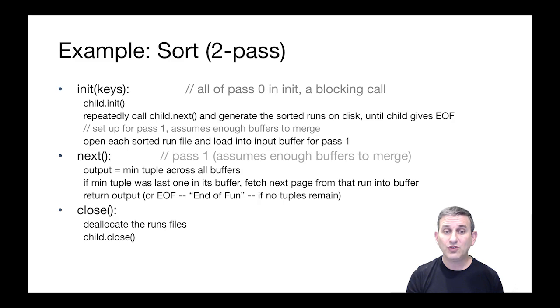Now, if there were no tuples in memory, we would return an EOF, right? And so next keeps getting called like that, returning the minimum tuple so far. Eventually it returns EOF, and the caller will call close. Close will deallocate the run files and call close recursively on the child. So that's how 2-pass sorting works in an iterator fashion.